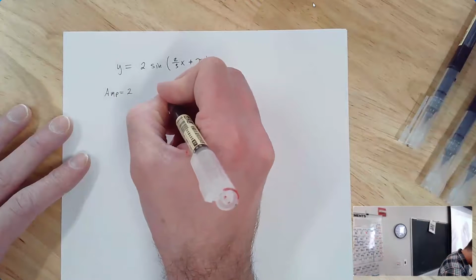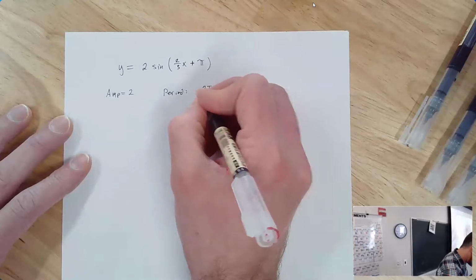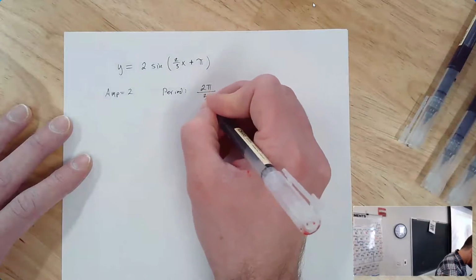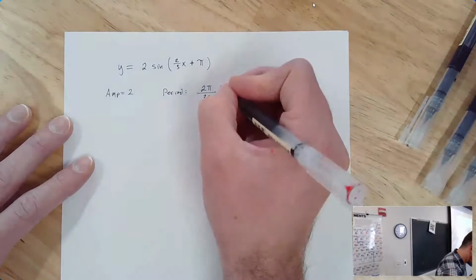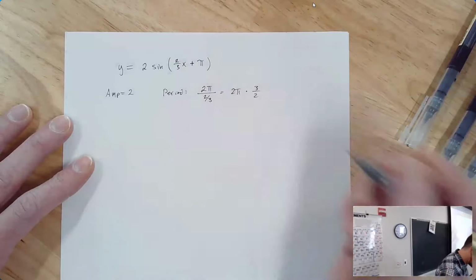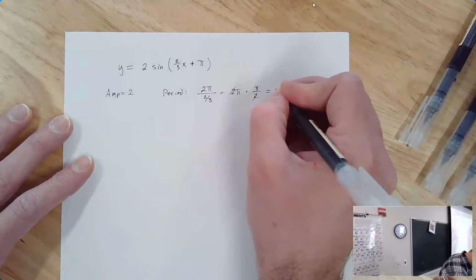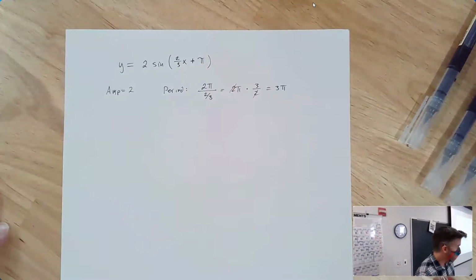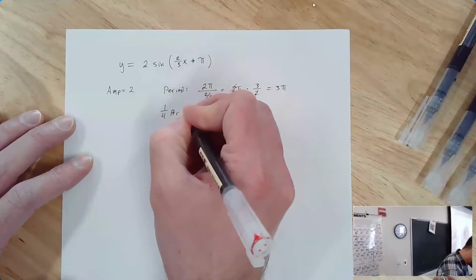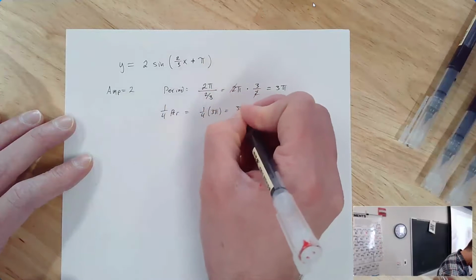How am I going to find the period? Well, it's going to be 2 pi divided by 2/3. Or more easily, it's going to be 2 pi times 3/2. And nicely, the 2's cancel, and you get 3 pi. Now, I can do one more thing. I can say that 1/4 of my period is going to be 1/4 times 3 pi, which is 3 pi over 4.